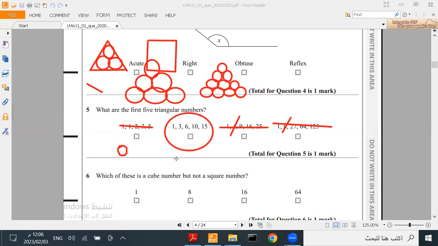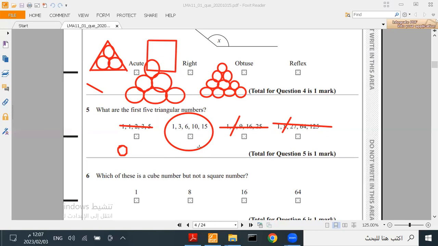I've never heard of this question before. Yeah, it's not a big lesson. I know, it's new for some people. They only focus on square numbers. They don't take triangular numbers.